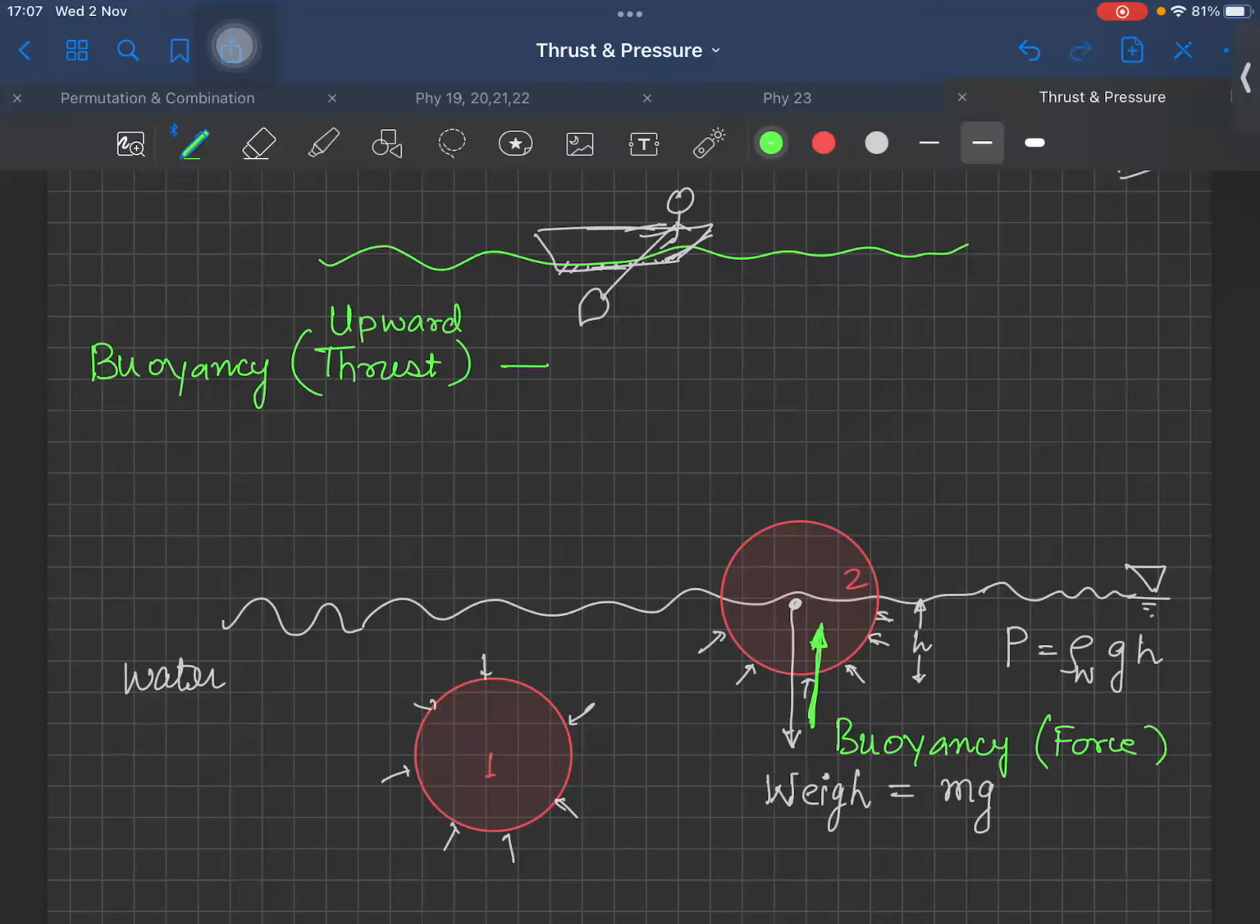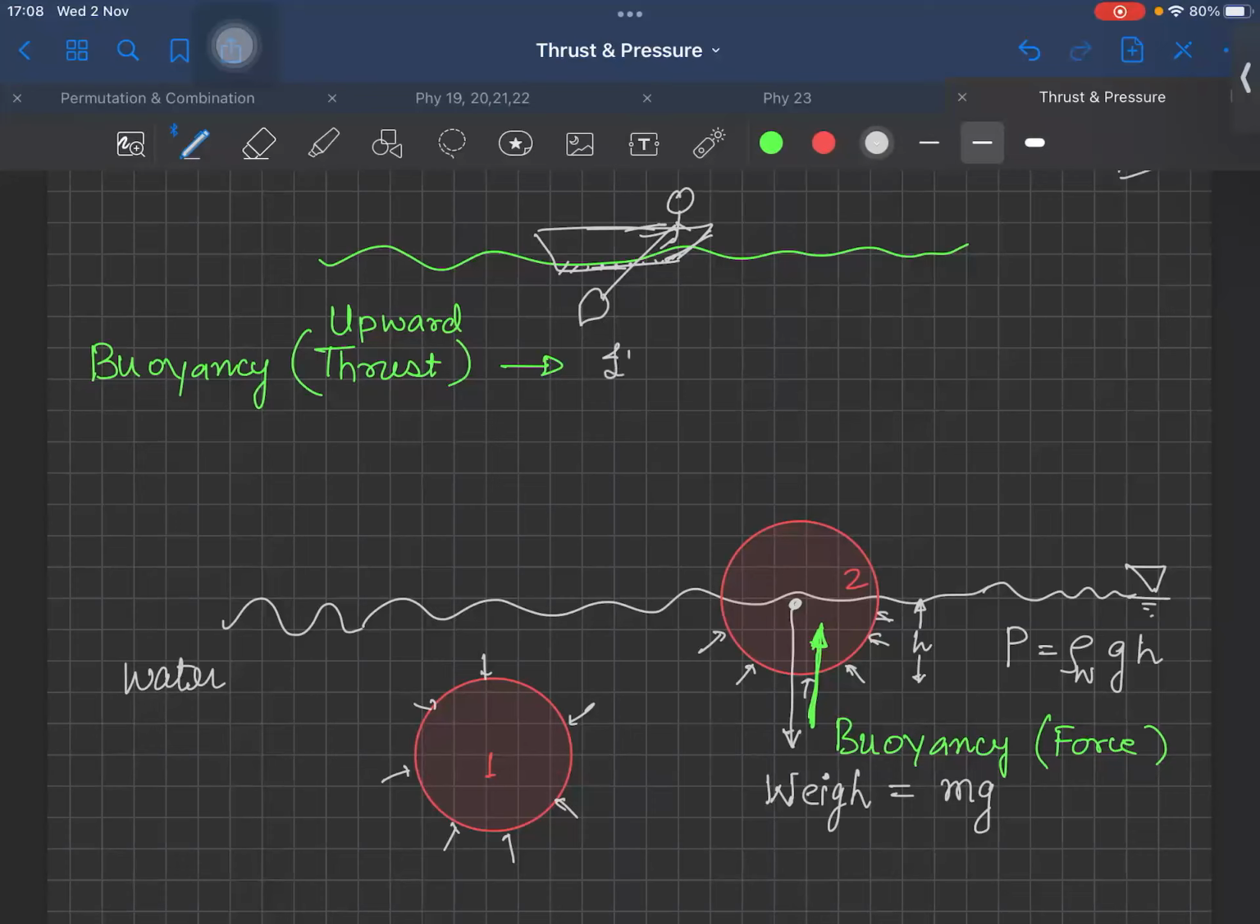Now let me write the definition of buoyancy. Can anyone tell me the definition of buoyancy I just said? Can you tell me the definition of buoyancy? Anyone? Upward thrust. Yeah, upward force exerted on a body when the body is fully or partially submerged or immersed in a fluid.